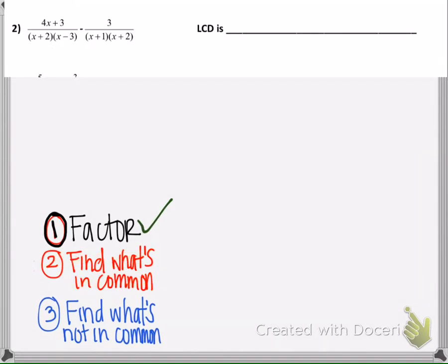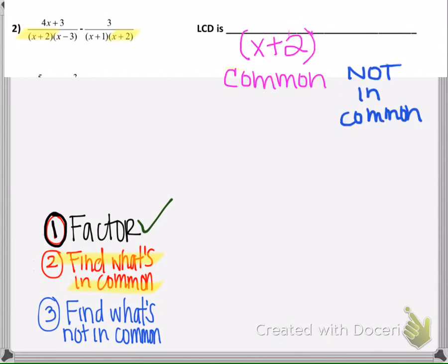Let's try another example. First thing again, I've already factored it for us. We need to highlight what's in common. I see an x plus 2 here and an x plus 2 here. So we need x plus 2. And now we need what's not in common: the x minus 3 and the x plus 1. And that is the common denominator.